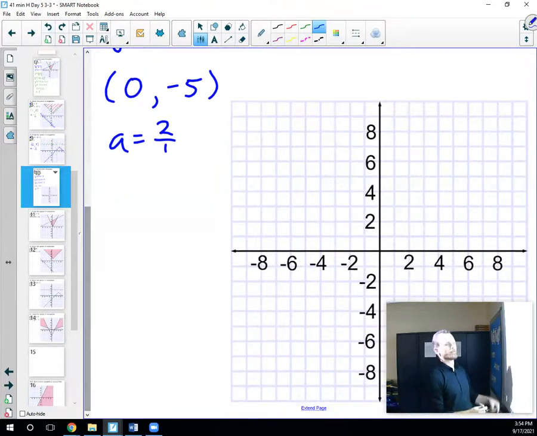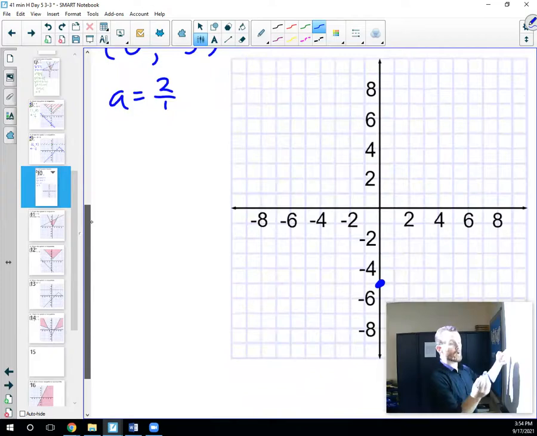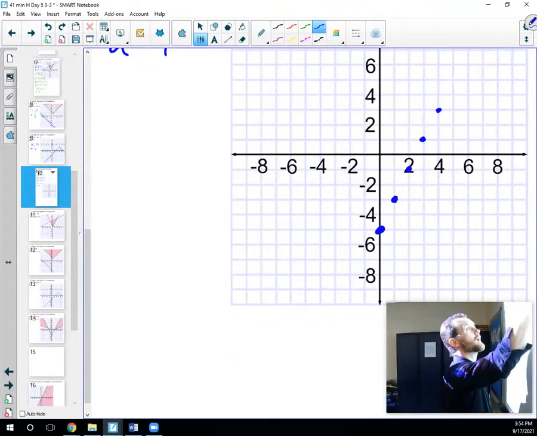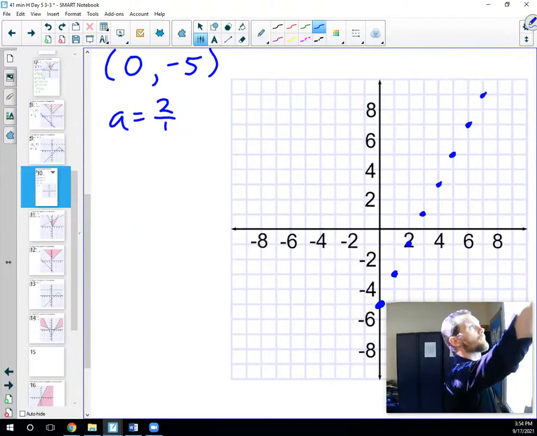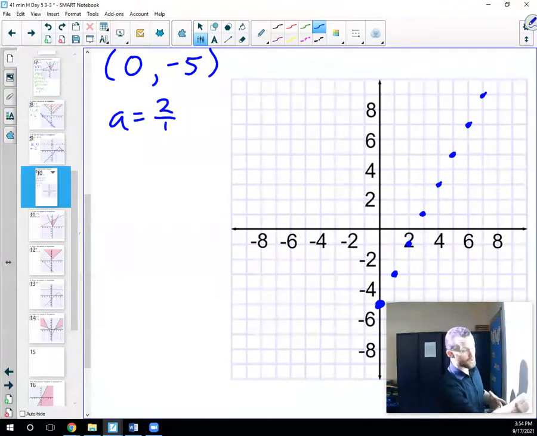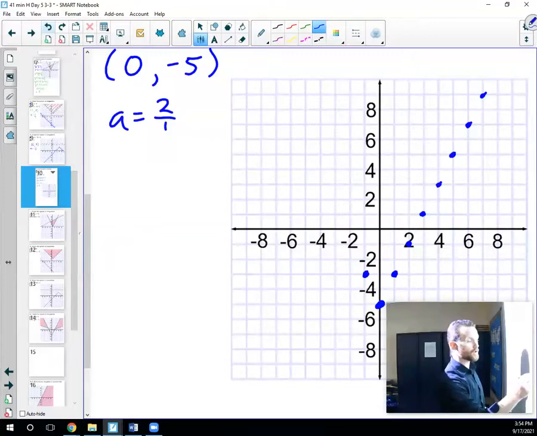Right. Now it's time to graph this. So (0, -5) is right there, and the a value is 2/1. So I go up 2, right 1, as many times as we can. And hopefully you know this, ladies and gentlemen: since this is going to be a V, we need to turn on the vertex. So that means I go up 2, left 1 to create a mirror image.